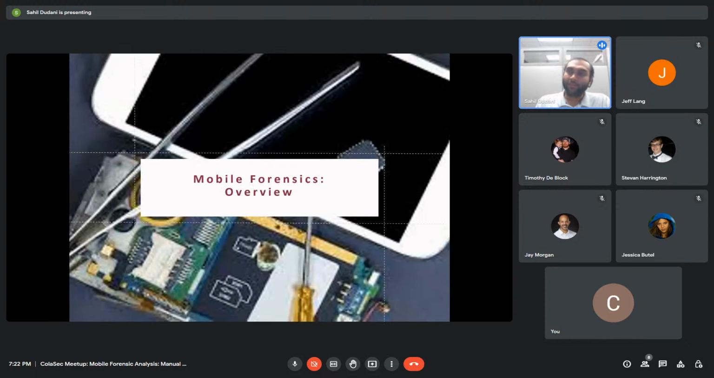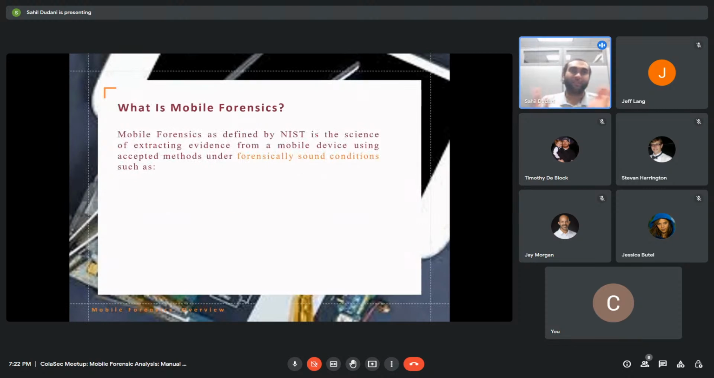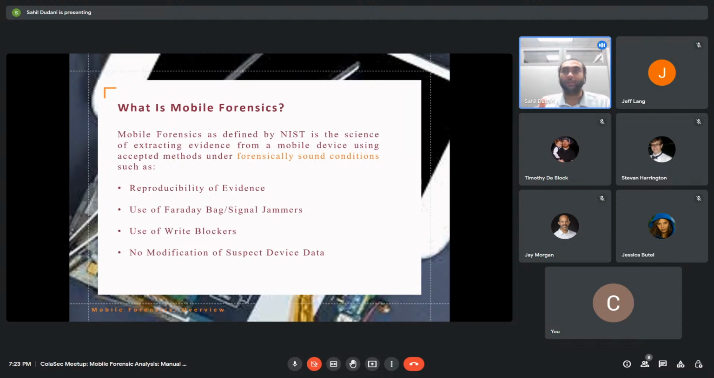So I'm going to give you an overview of mobile forensics. Basically, let me define mobile forensics. As far as NIST goes, it is the science of extracting evidence from a mobile device using certain acceptable methods under forensically sound conditions. By forensically sound conditions, we mean that if you get to a certain evidence, you must be able to reproduce the methods so that you can get to the evidence again. So reproducibility of evidence is pretty important.